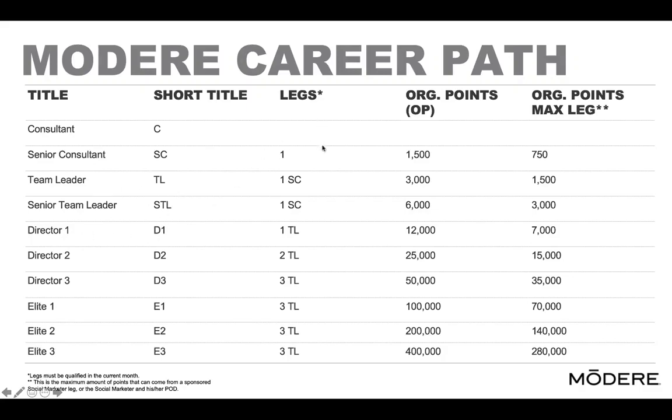Now, this talks about how many different legs or lines of business. So in other words, how many different teams do you need to build to be able to max out the compensation plan? The first thing I want you to recognize is this. You need 3 different teams, in this case, 3 team leader teams, and I'll explain to you what that means, to become an elite 3. In other words, you can maximize the entire compensation plan, go to the top of the comp plan with only 3 teams, 3 different lines.